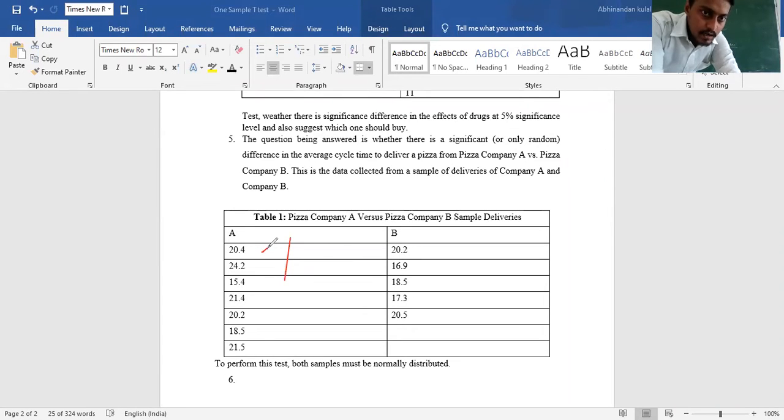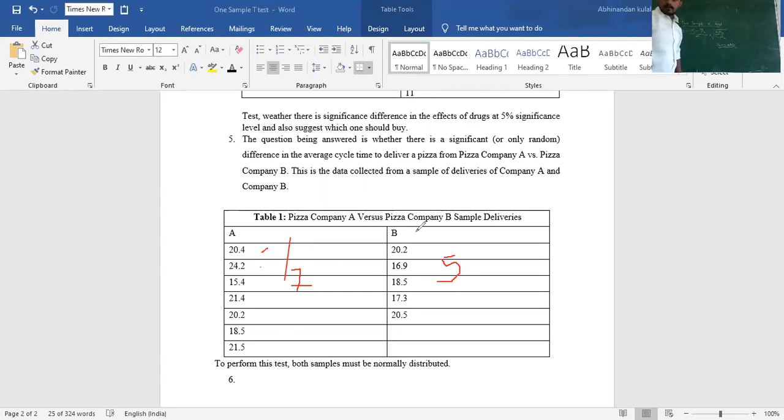In company A, 1, 2, 3, 4, 5, 6, 7, so a total of 7 sample units are there. And in company B, a total of 5 sample units are given. So that is nothing but n1 is 7 and n2 is 5. The other details are not given, like the mean value of company A and company B, and the standard deviation. So we need to find out those values.